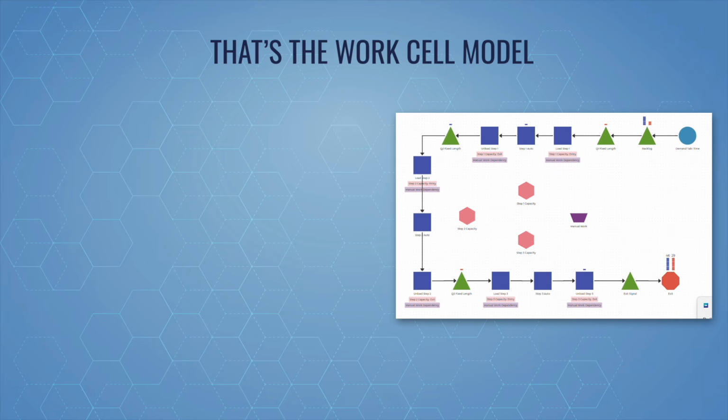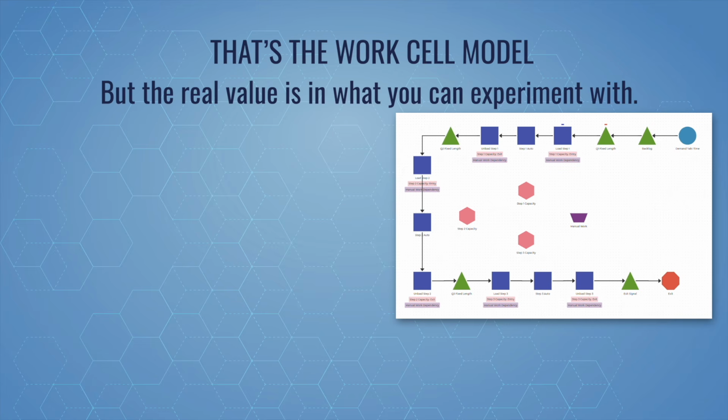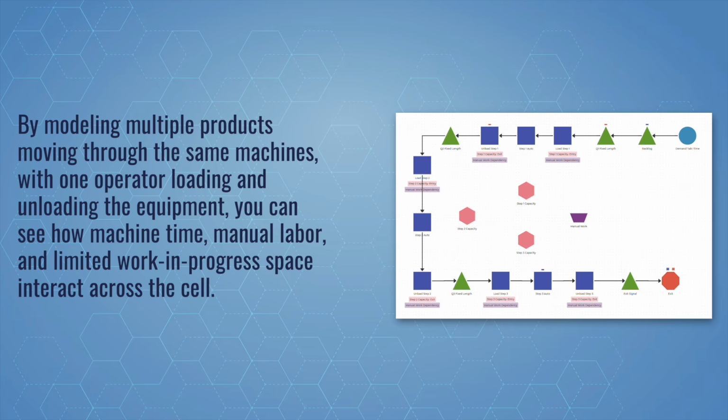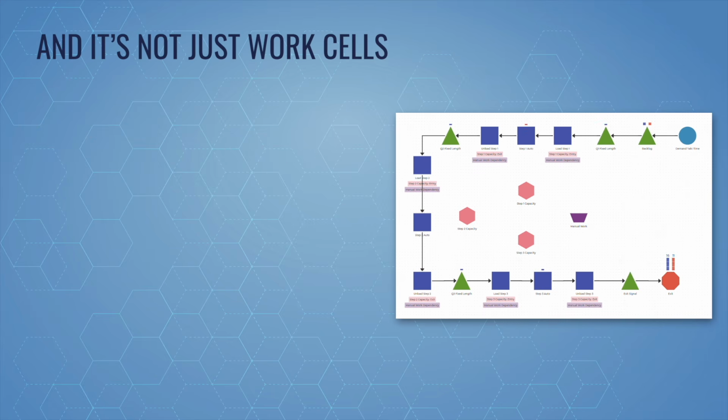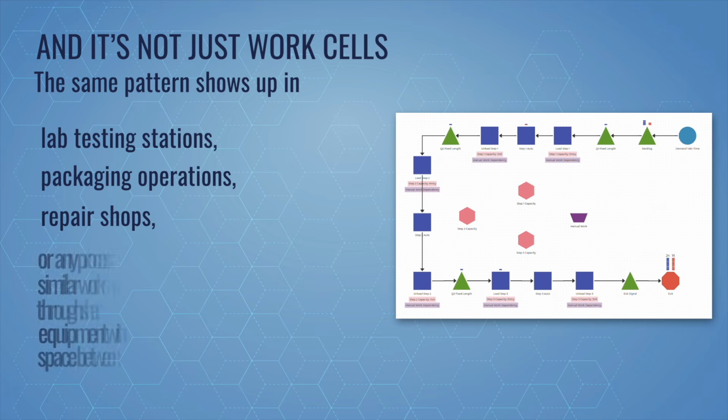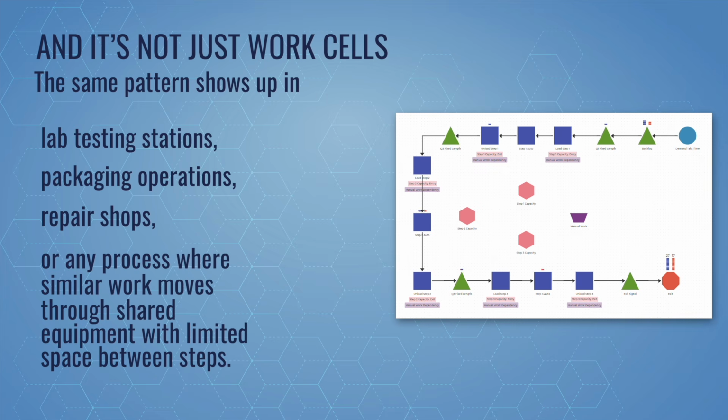So in a nutshell, that's the work cell model. But the real value is in what you can experiment with. By modeling multiple products moving through the same machines, with one operator loading and unloading the equipment, you can see how machine time, manual labor, and limited work-in-progress space interact across the cell. And it's not just work cells. The same pattern shows up in lab testing stations, packaging operations, repair shops, or any process where similar work moves through shared equipment with limited space between steps.